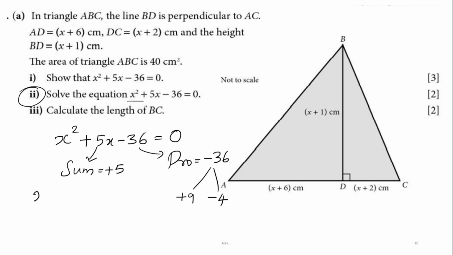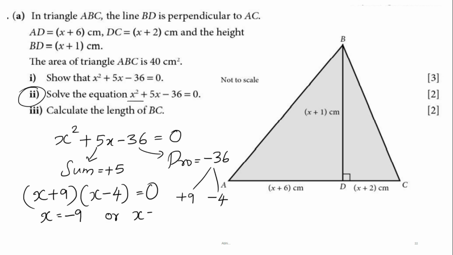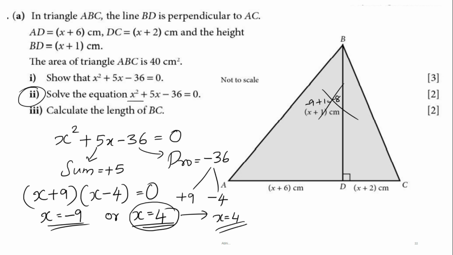So this equation becomes x plus 9 times x minus 4 is equal to 0, which means x is going to be negative 9 or x is going to be positive 4. And since we are dealing with length, our desirable solution is x equals 4 and not x equals negative 9. Now using these values, when we take x equals negative 9, negative 9 plus 1 gives you negative 8, which is not the acceptable answer because length cannot be negative here.